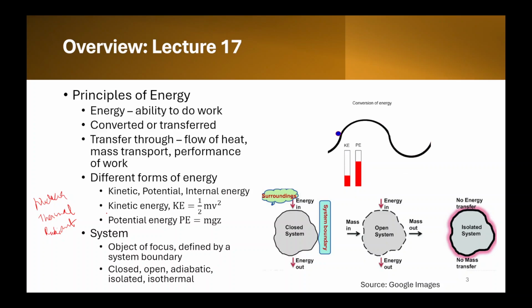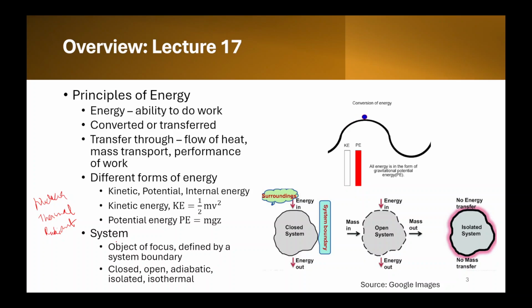Kinetic energy is the energy possessed by an object owing to its motion. The formula for kinetic energy is given here: half into mv square, where m is the mass of the object and v is its velocity. So a body in motion will possess some velocity, and this is how you get the formula for kinetic energy. Potential energy is the energy possessed by a body owing to its relative position to other objects. Here m is mass, g is acceleration due to gravity, and z is the relative distance from some reference.